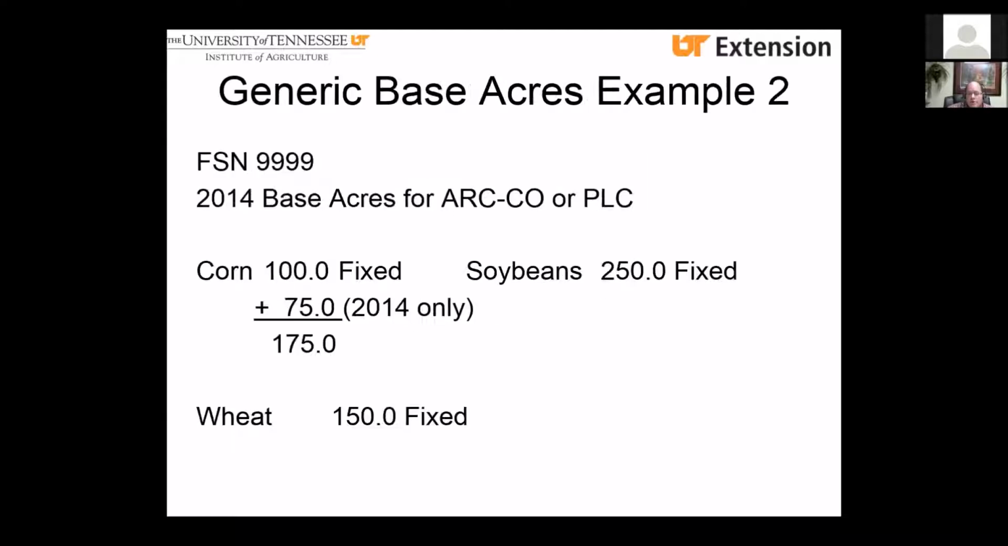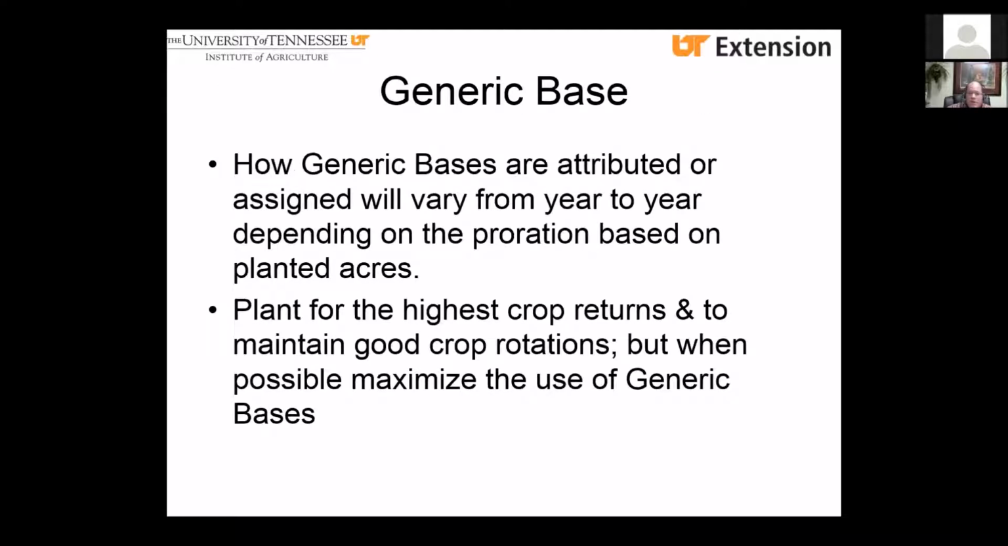All right, so just to summarize that again, this is what our payment acres in this example would be. 175 acres of corn, 250 acres of soybeans, and 150 acres of wheat. And then we still planted, on the farm, that 250 acres of cotton, which again no longer is a covered commodity, so it doesn't come into these payment calculations as far as the base acres.